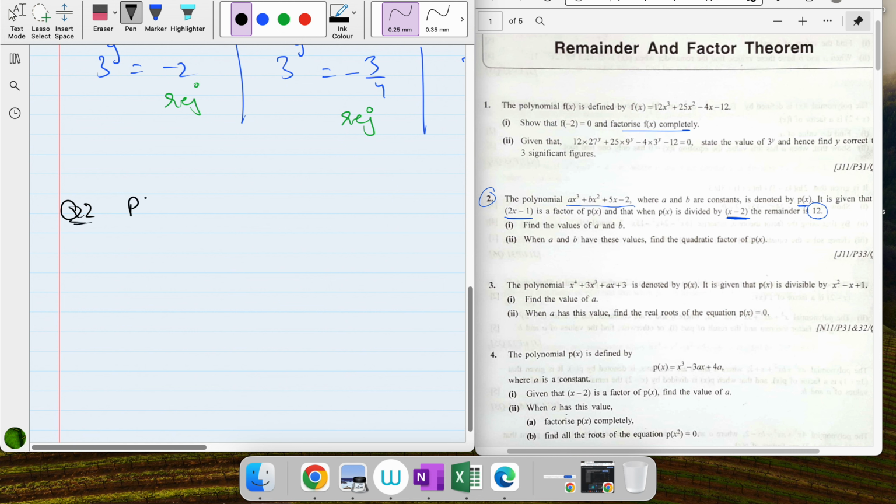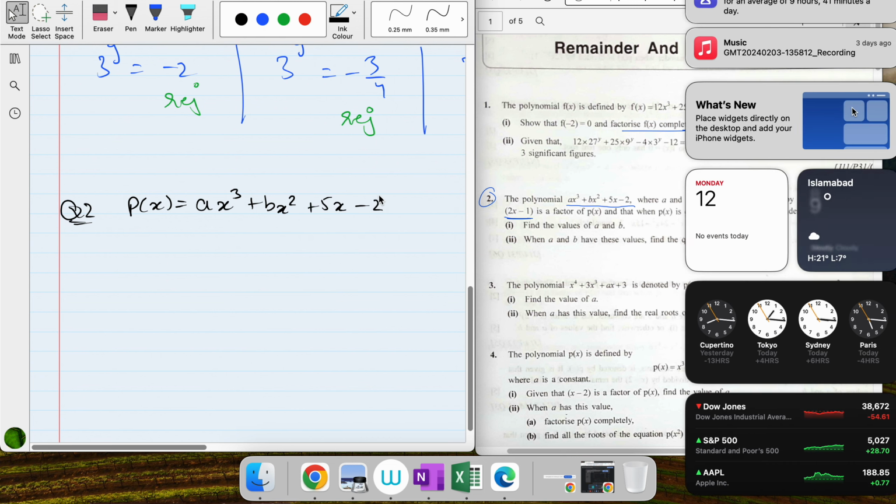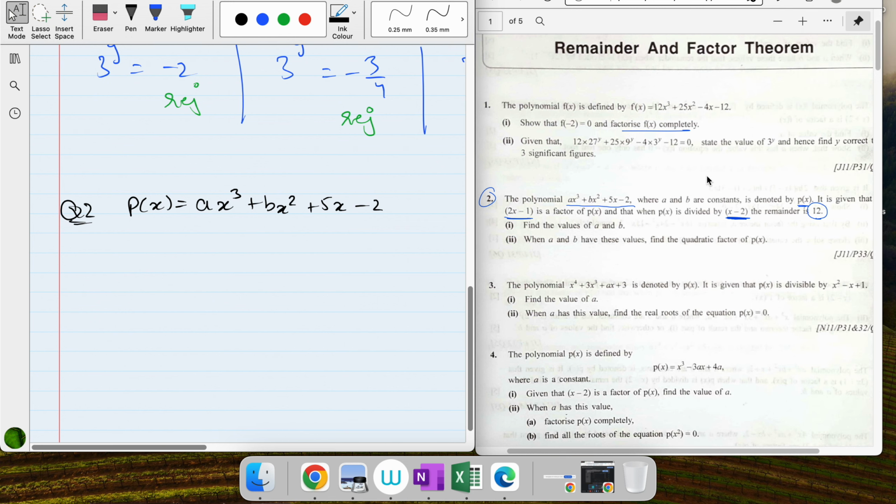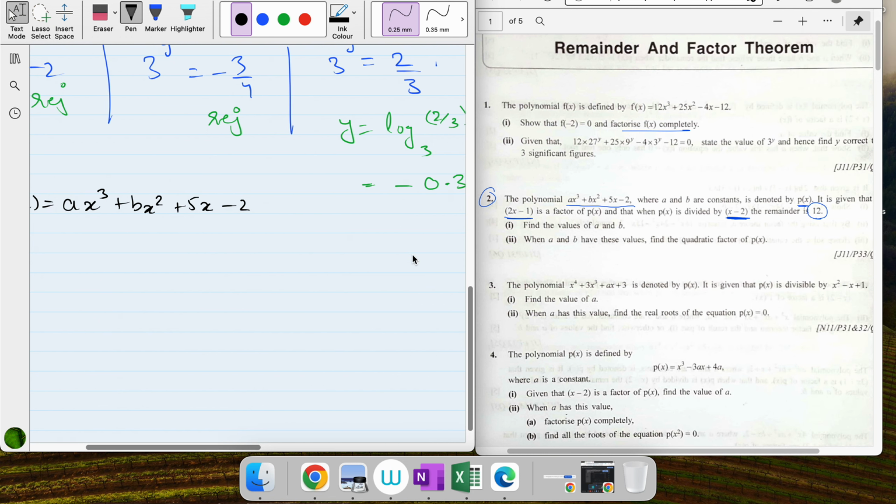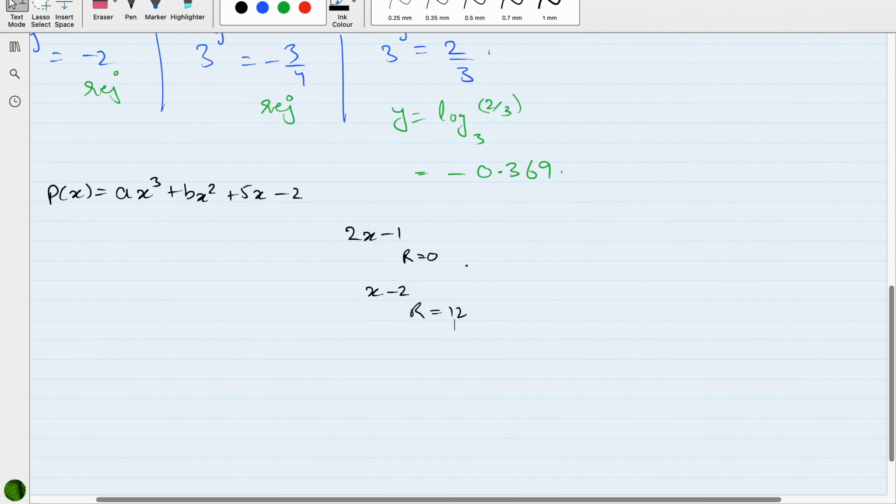The polynomial equals ax cube plus bx square plus 5x minus 2, and the given data is that when it is divided by 2x minus 1, the remainder is 0, and when it is divided by x minus 2, the remainder is 12. So now let's form equations and find the values of a and b.